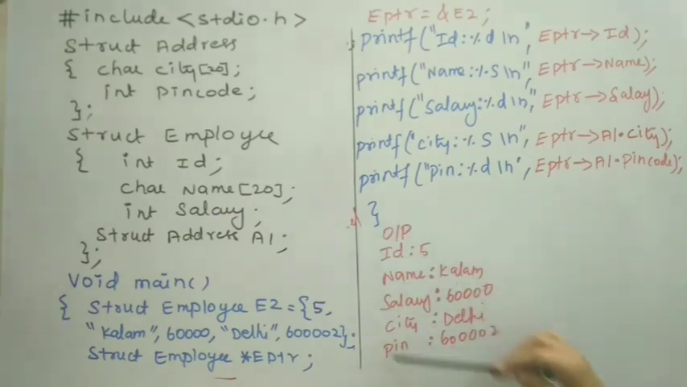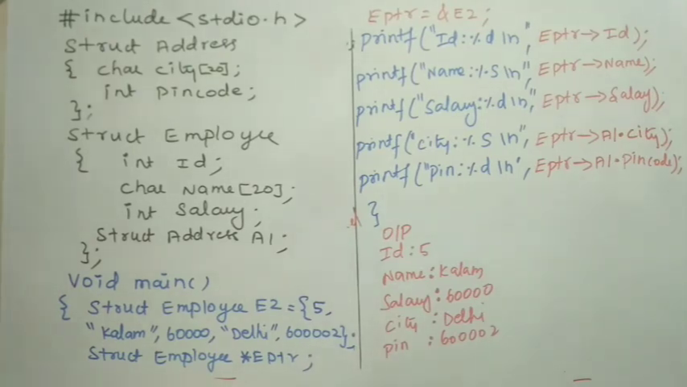Let me write how my output will look like. My output will look like this. Value of ID is printed. The value assigned for the first data member is 5. Name is the second data member, with the value Kalam. And for salary, I have assigned a value. And then for the city data member, I have assigned the value Delhi. For pin code, I have assigned this value.